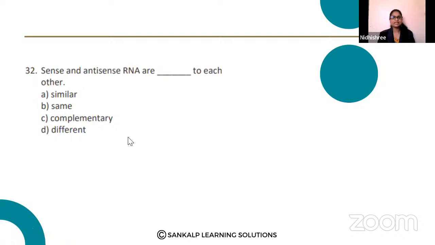Okay, 32nd question. Sense and antisense RNA are dash to each other. Similar, same, complementary, different. Option C, complementary. Saundarya.